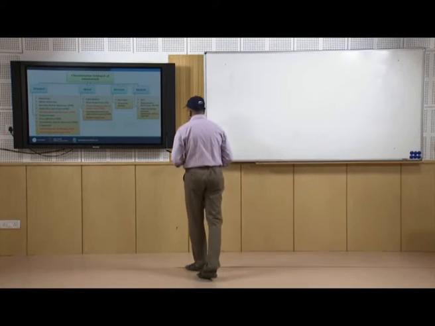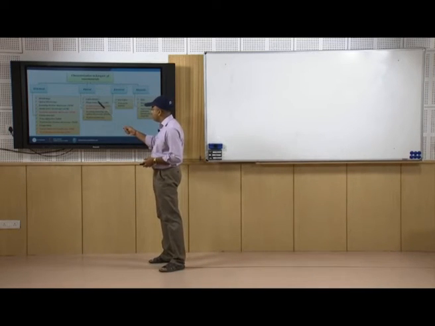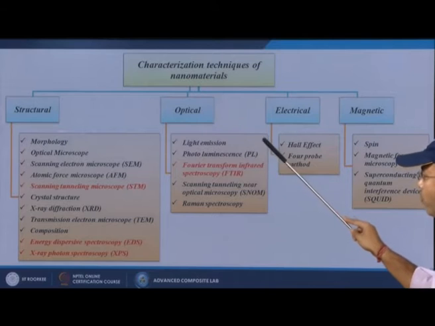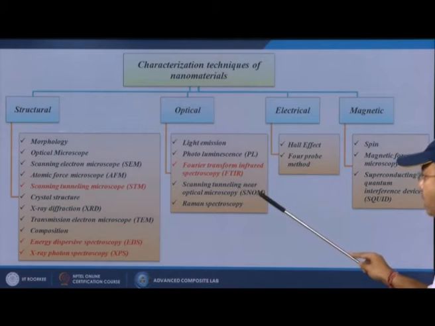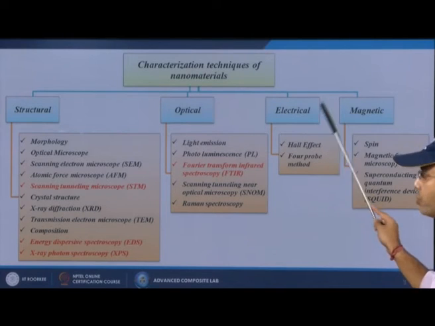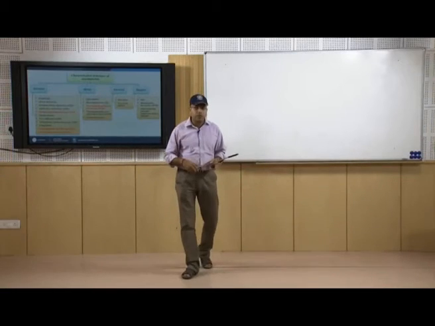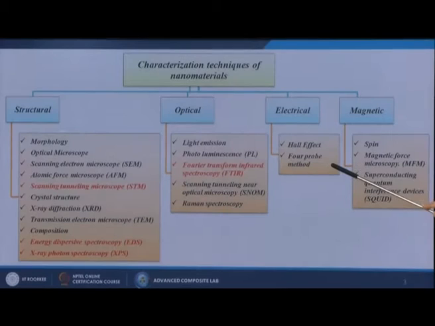When we talk about the optical properties of these materials, we check them through these characterizations: first light emission, then photoluminescence, Fourier transform infrared spectroscopy, scanning near-field optical microscopy, and Raman spectroscopy. To measure the electrical properties of the coating materials, we go for the Hall effect method and the 4 probe method. When measuring the magnetic properties, we go for spin, magnetic force microscopy, and superconducting quantum interference devices.